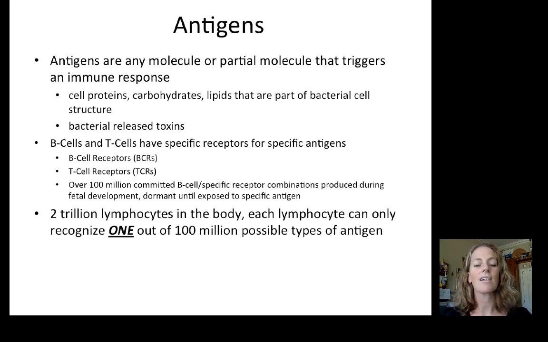We could spend an entire class on immunocompetence. It's a very complicated series of interactions that ensures that B and T cells have receptors for foreign antigens and not molecules in our own bodies. There are 2 trillion lymphocytes in the body, and each lymphocyte can only recognize 1 out of 100 million possible types of antigen.